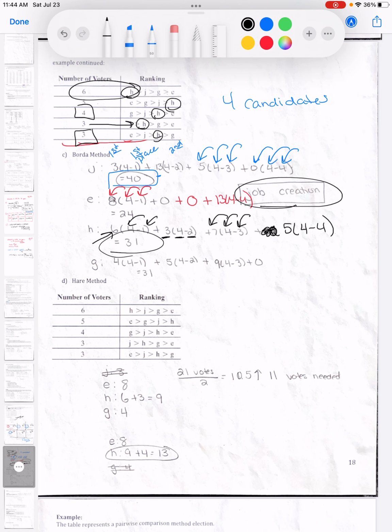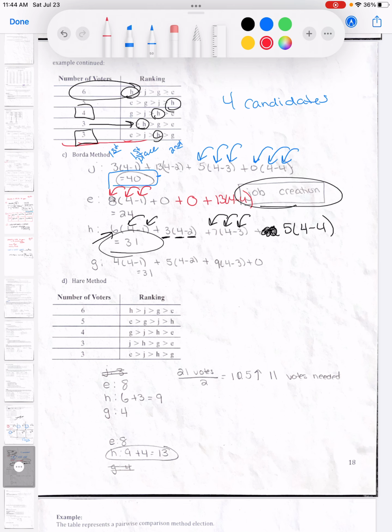And then the last method I have here is our Hare method. Hare method is actually one of the more popular methods that's used right now. It's used in several different elections. Probably the most popular is like the French presidential election, where you keep eliminating candidates until you're down to someone winning with the majority. It's used in other countries too, but that's probably the most high profile place it's used.